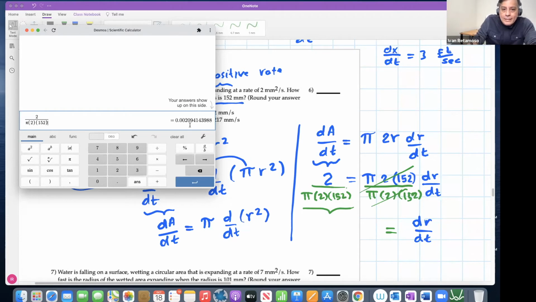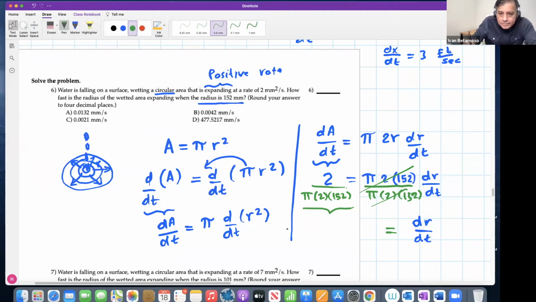0.00209. They want this rounded to 4 decimal places. So this 0 becomes 1, right? So we have to write 0.00201, right? And in the end, we may attach units, square millimeters per second. We are measuring the areas in square millimeters and time in seconds. Positive, came out positive, consistent with the fact that the radius is increasing over time, right? Increasing over time, so that's good.